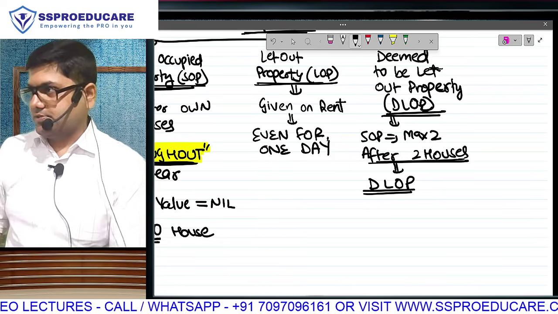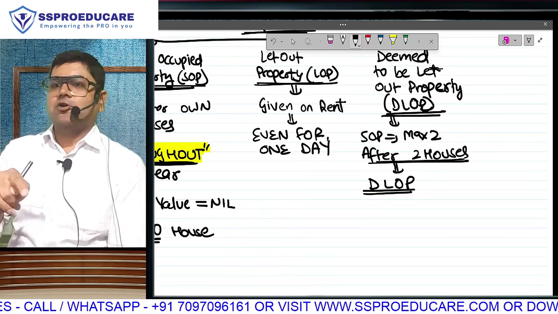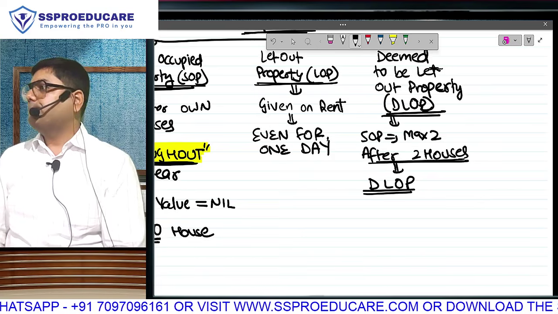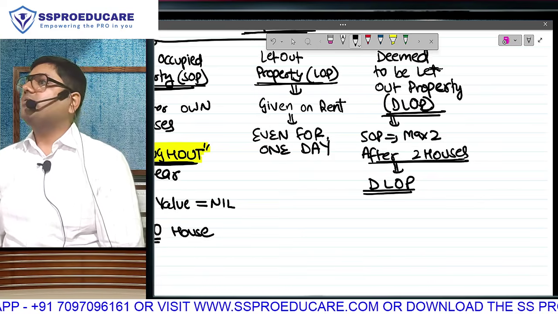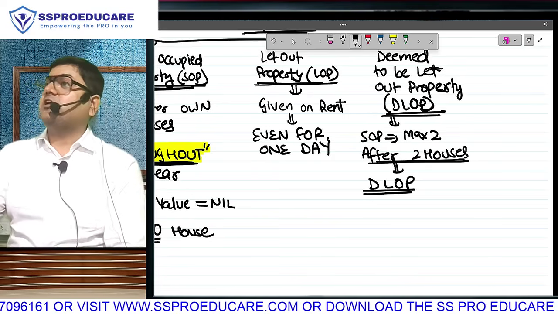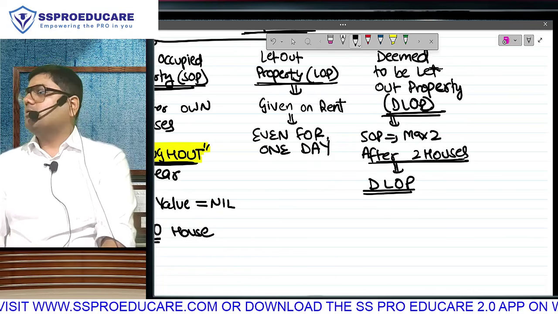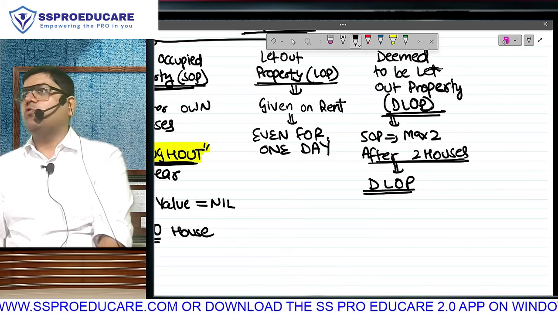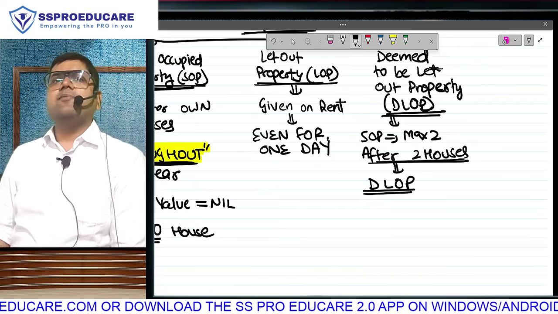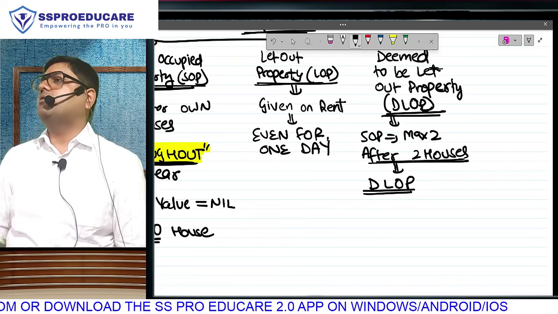How should you approach this? First step, check the total number of properties. Second step, out of the total number of properties, how many are given on rent, for 1 day or the full year? Declare them as LOP and remove them from the discussion. Now you are left with the remaining properties which are unused, kept locked, or you are yourself staying in them. 2 out of them, you make the annual value 0. Which 2 will you make? The highest 2. And the remaining, however many there are, will be deemed to be let out property. Actual rent or market rent, whichever is higher. Here there is no actual rent, so market rent will become your annual value.